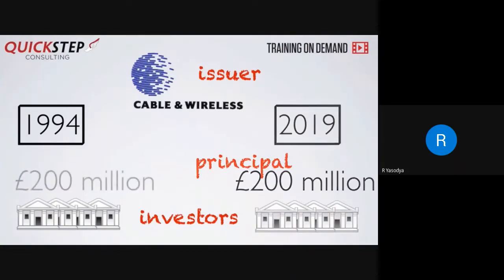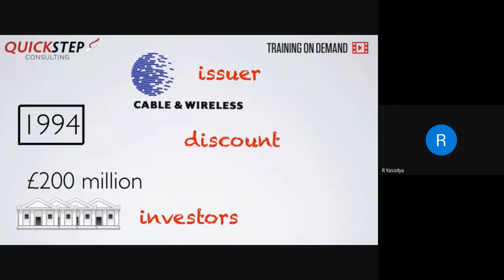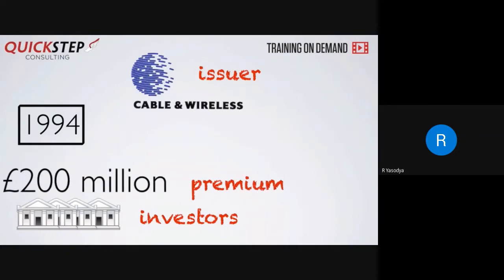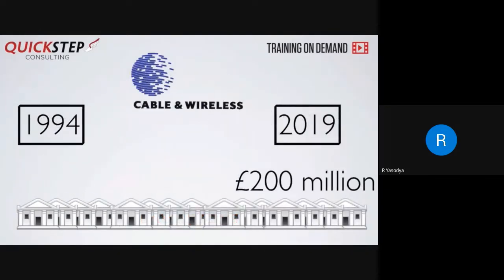The price investors paid for the bonds in 1994 depended on supply and demand at the time of the issue. The bonds may have been issued at a discount, in which case less than 200 million was raised, or they may have been issued at a premium, in which case more than 200 million was raised. So investors buy this bond in 1994 and receive back the principal in 2019. What happens in the meantime?